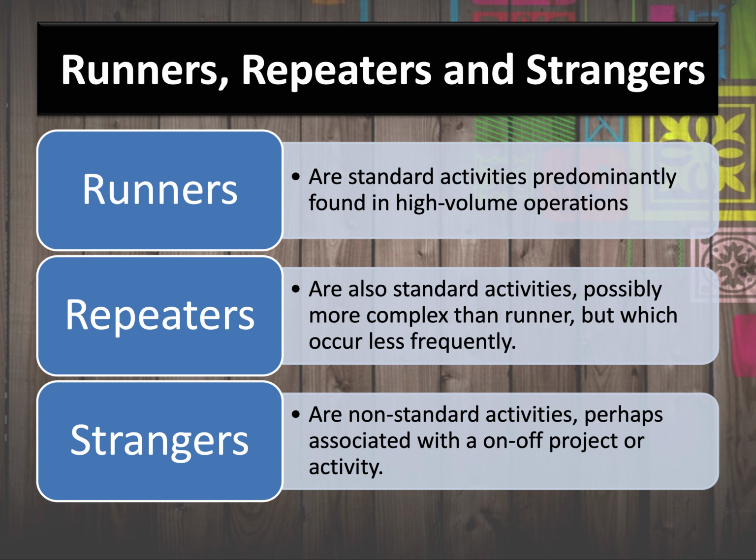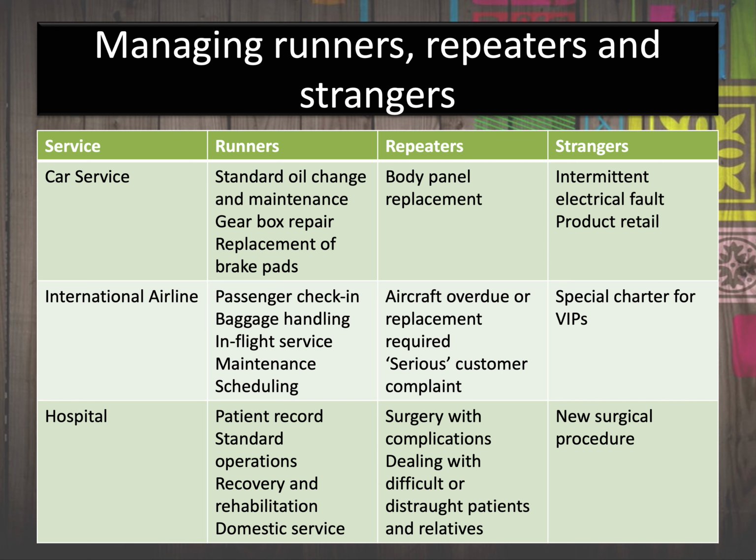So the first one is runners are standard activities, and the repeaters are also standard activities, but it is much more complex than runners, and also it is happening quite less frequently. Meaning to say that it doesn't happen every day, it doesn't happen frequently, so maybe one or two times. When we talk about strangers, they are non-standard activities, perhaps associated with one-off projects or activities. So to make sure you understand what runners, repeaters, and strangers are, here is an example.